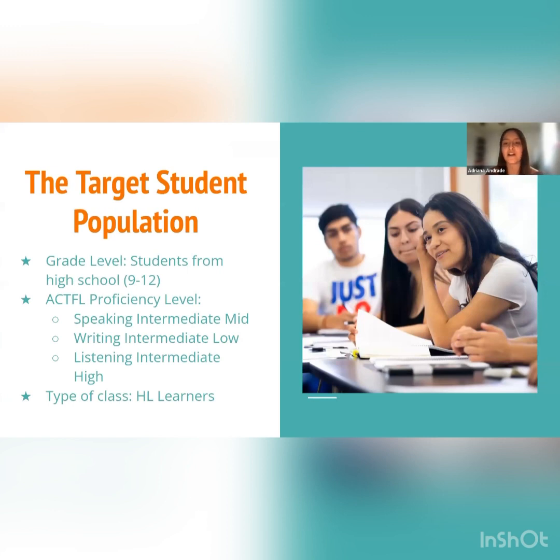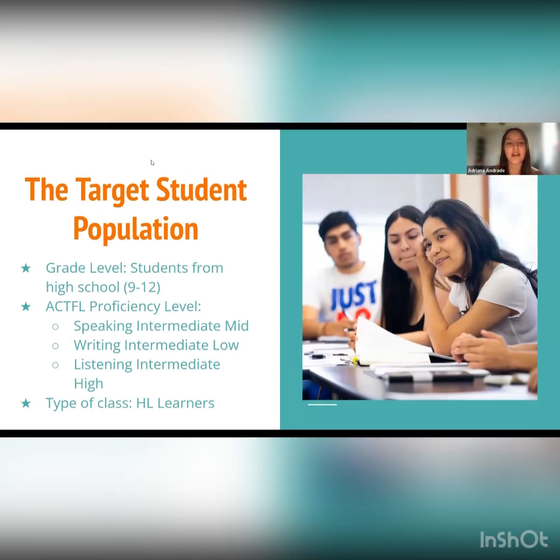To begin with, our target student population we are focusing on is high schoolers. The grade levels are 9th through 12th grade. Speaking intermediate mid, writing intermediate low, and listening intermediate high are our key areas of attention in the ACTFL proficiency levels, because we will also focus on HL learners, also known as heritage language learners, which are students who are raised in a home where a non-English language is spoken, speaks, or at least understands the language, and is to some degree bilingual in that language and English.